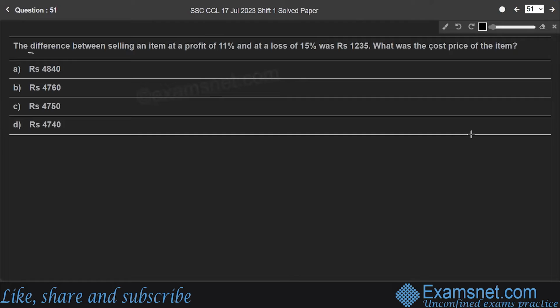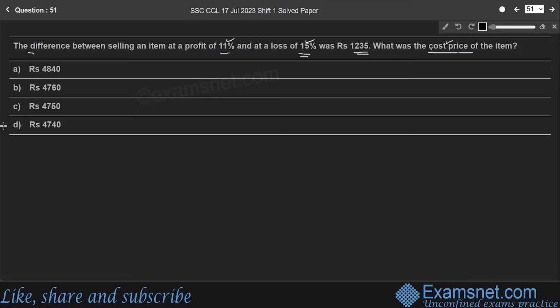Question 51. The difference between selling an item at a profit of 11% and at a loss of 15% was 1,235 rupees. What was the cost price of the item? Here, students, the difference between selling prices of an item is given. That means there are two selling prices of an item, one at a profit, another at a loss. We need to find the cost price of the item here.